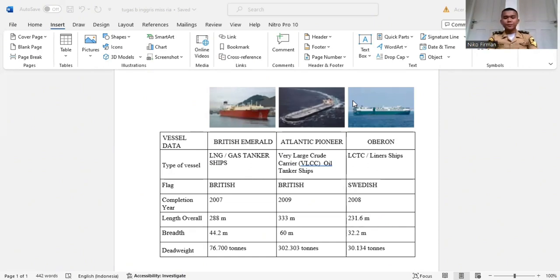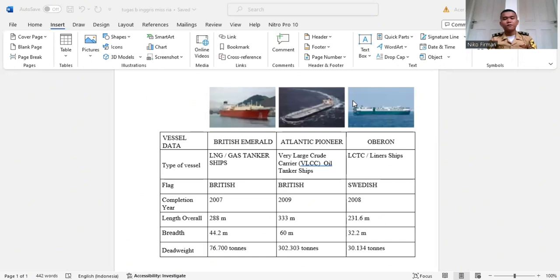Thirdly is Oberon ship. Type of vessel is LCTC, or large car truck carriers, liner ships. The flag is Swedish. The completion year is 2008. The length of hull is 231.6 meters. The breadth is 32.2 meters. The dead weight is 30,134 tons.